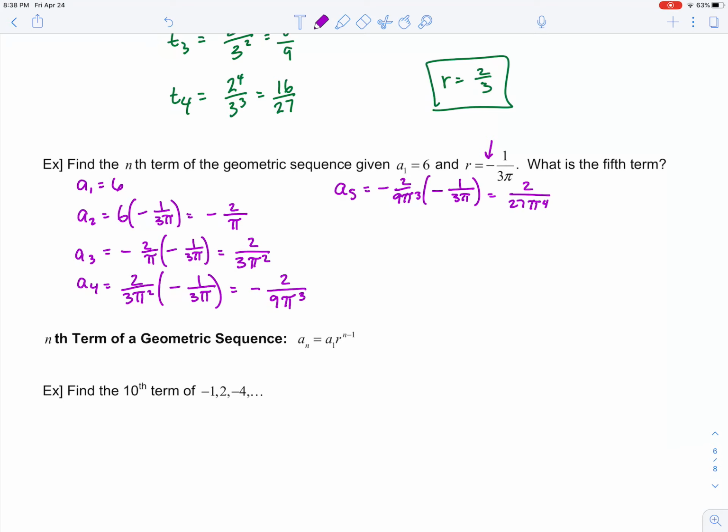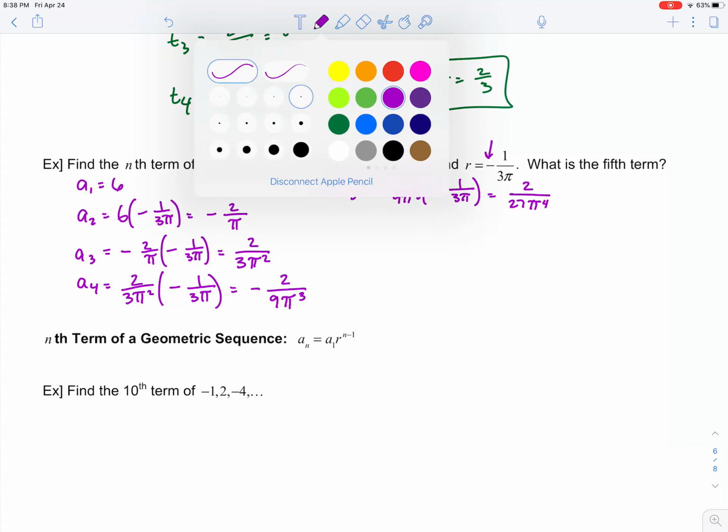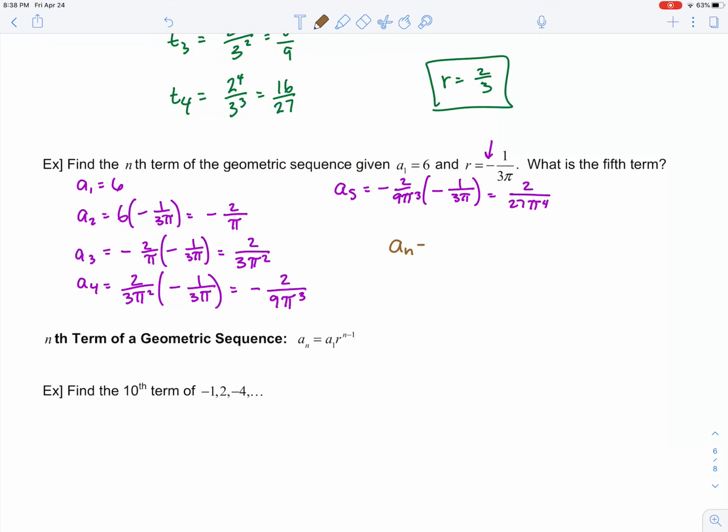So there is an easier way to express the nth term of a geometric sequence. Notice that by the fifth term, we had 4 factors of the common ratio. So if we're talking about the nth term, it's always going to be the first term, in this case it was 6, times the common ratio to the n-1 power. So by the time we got to the fifth term, we'd already multiplied by 4 factors of -1 over 3 pi. So this is the general formula for the nth term.